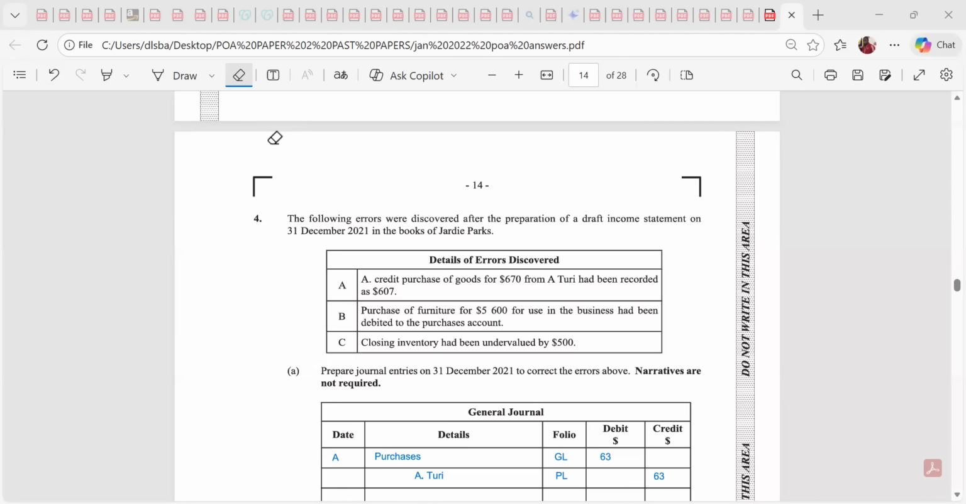All right, so you're supposed to put 670, but we put 607. Did we put too much or too little? Too little, right? So to fix it, we're going to have to add to the sides. Purchases is always debited. We didn't debit enough by 63. So to fix that, we'll debit purchases 63. We are supposed to credit A Turi. We didn't credit enough by $63. So to fix it, we're going to credit 63.